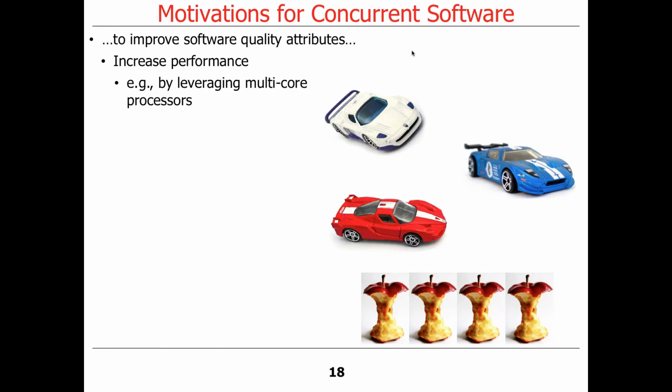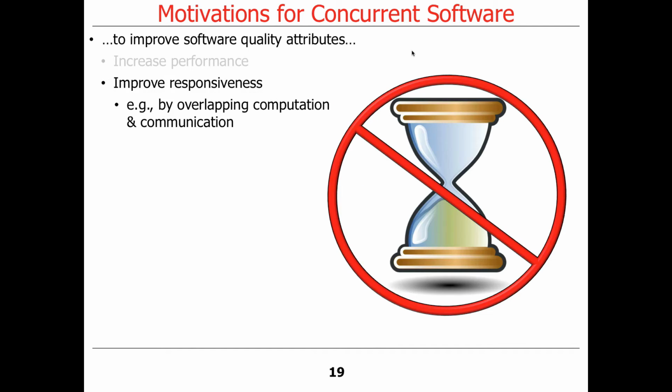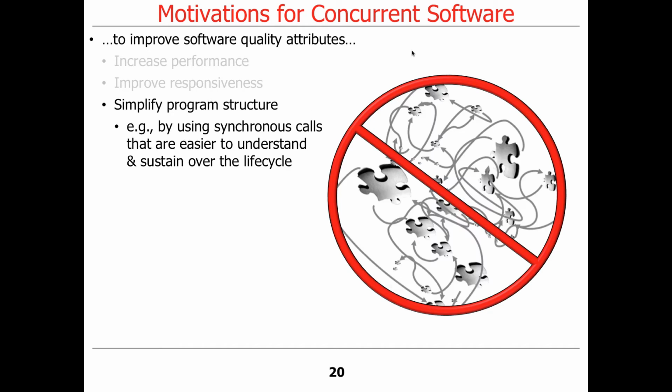So the attributes that we care about in the context of this course are, of course, increasing performance by being able to leverage multi-core processors to run things in parallel. That's one big motivation. Improving responsiveness by overlapping computation and communication so that things appear to work rapidly, even if they're running in the background. You make things be responsive so that they interact with you in a real-time or near real-time fashion.